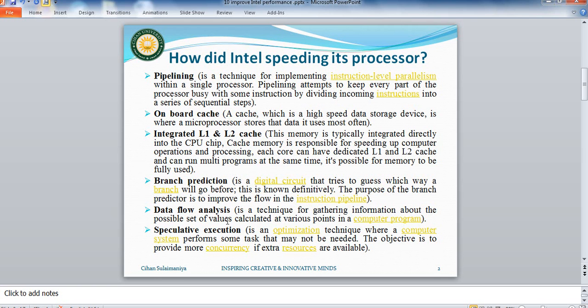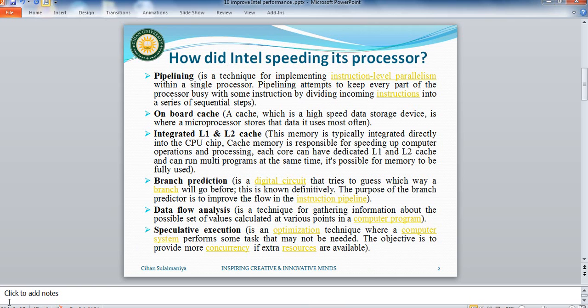Data flow analysis is a technique for gathering information about possible values calculated at various points in the computer program. So that's data flow.